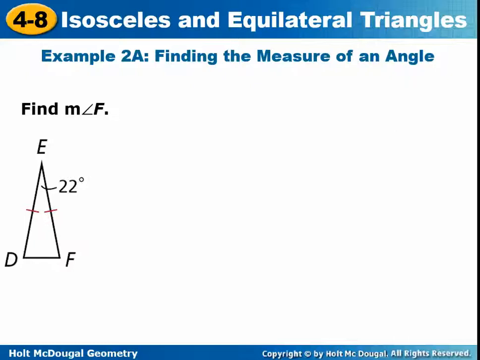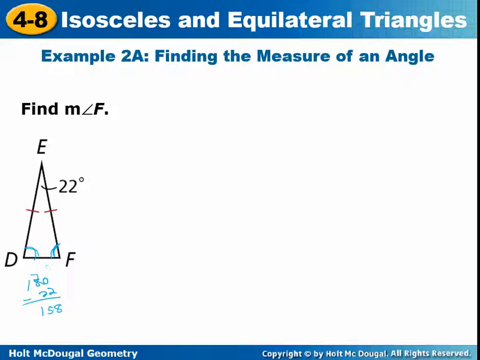However, we know that it's an isosceles triangle, so we know that the base angles will be congruent. We also know there's 180 degrees in every triangle. So let's see what we have to work with. If we take 180 minus 22, I get 158. That means that these two angles together are 158.